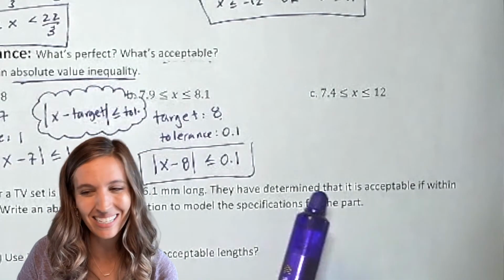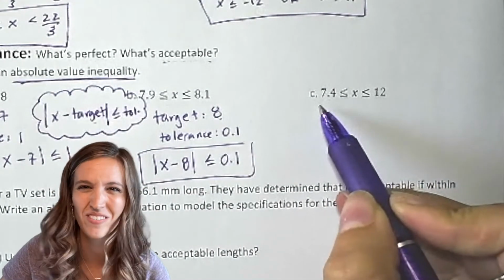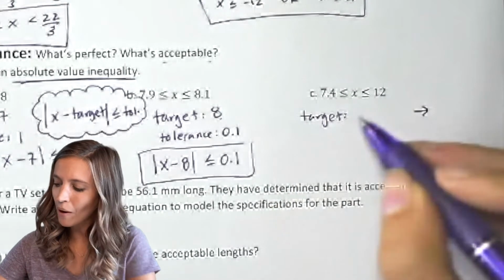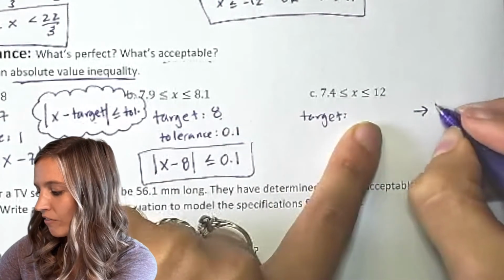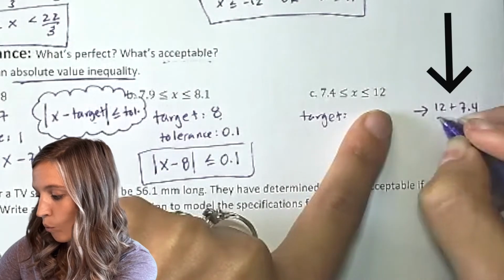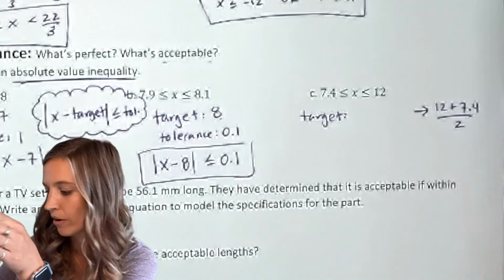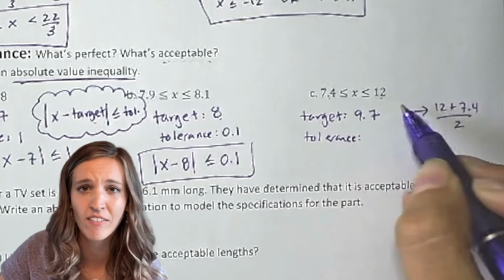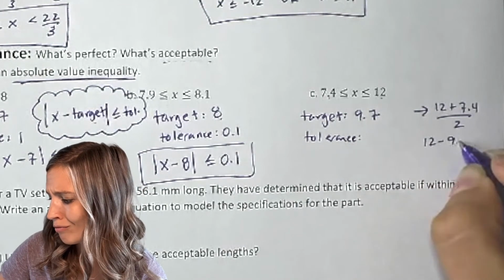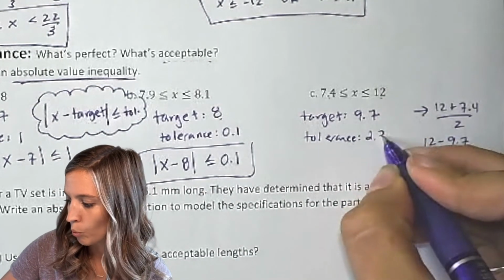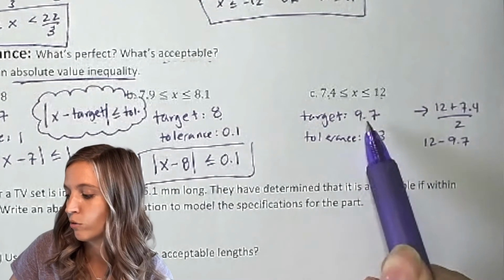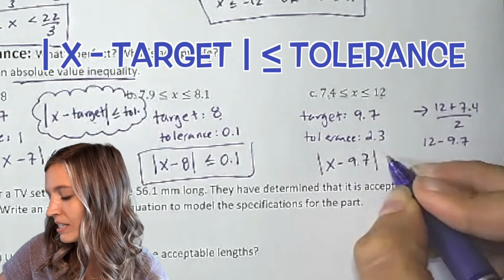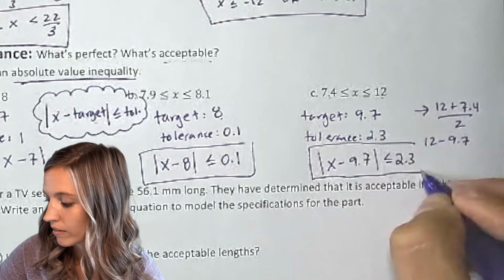Now this next one, it's not as easy to figure out, okay, well, what's perfect? What's right in the middle of 7.4 and 12? That's a little bit tougher. So we might have to think about it a little bit. So if I want to figure out what's right in the middle of 7.4 and 12, I can just add 12 plus 7.4 and divide by 2. That's going to help me know what's right in the middle. So that's 9.7. So if my target's 9.7, well then how far are 12 and 7.4 from 9.7? So like 12 minus 9.7, that comes out to be 2.3. So I would tolerate anything that's 2.3 units away from that middle 9.7. So my absolute value inequality is absolute value of x minus 9.7 is less than or equal to 2.3.